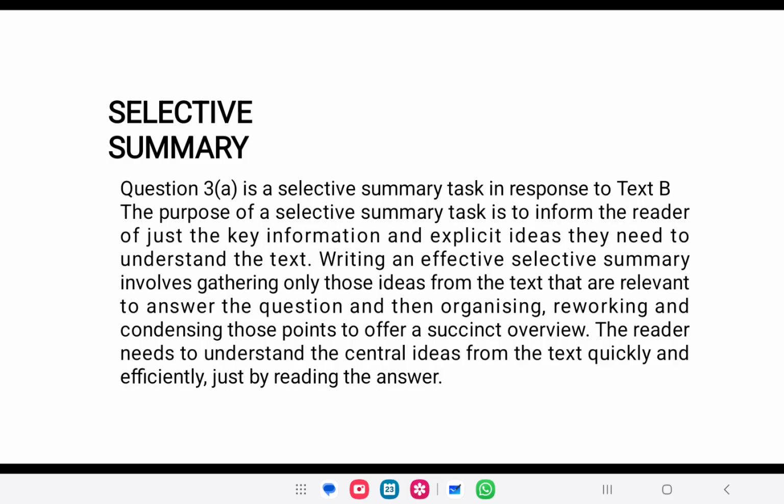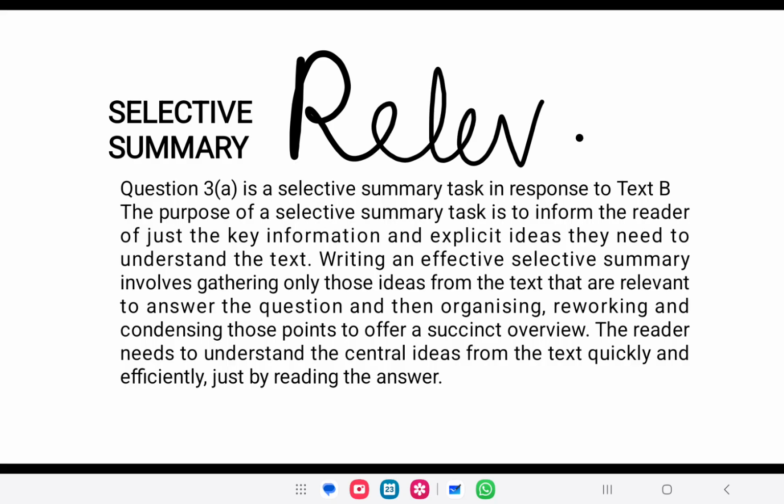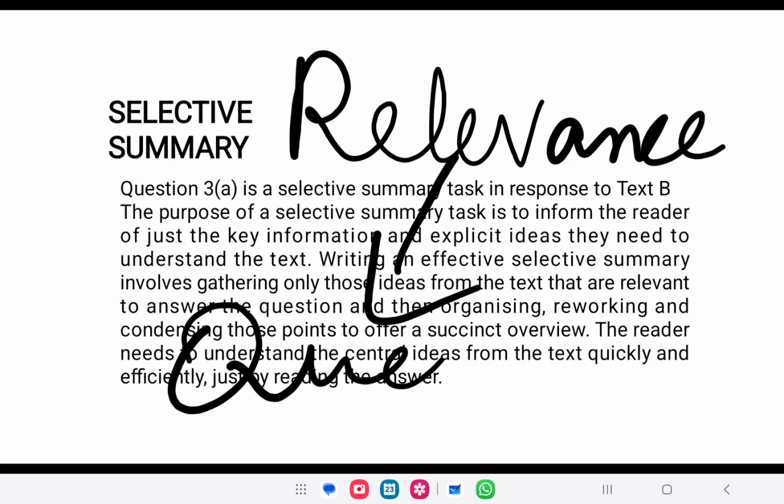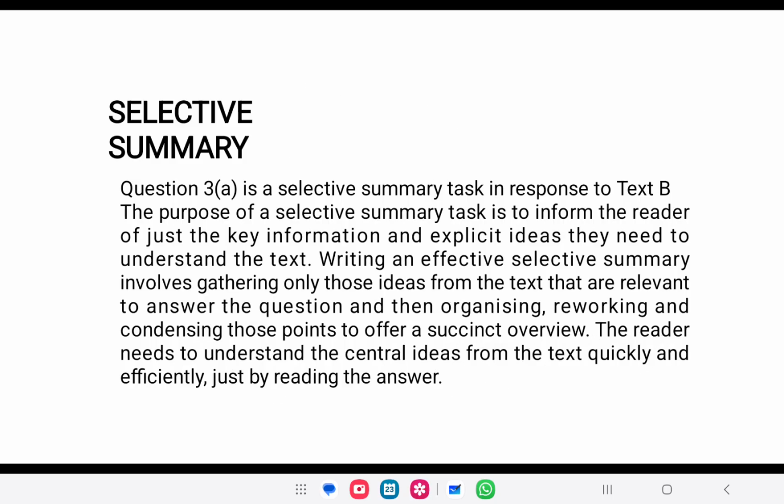Writing an effective summary involves gathering only those ideas from the text that are relevant. Now the key word here is relevance. If your ideas are relevant, now relevant to what? Relevant to the question asked. If your ideas are relevant, that means you are going to get marks. Second thing is that once you have selected the relevant ideas, you are going to write them in your own words.